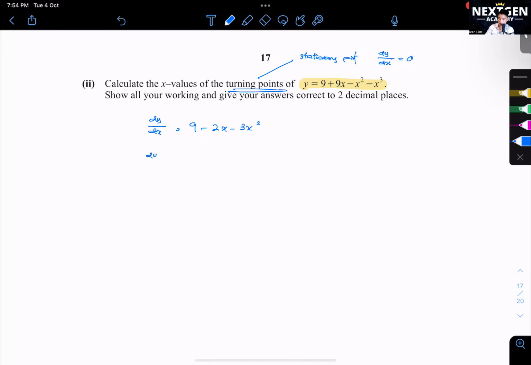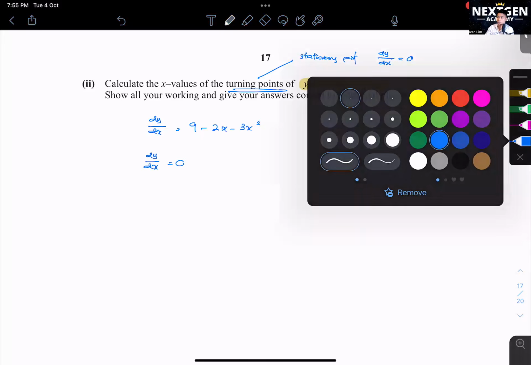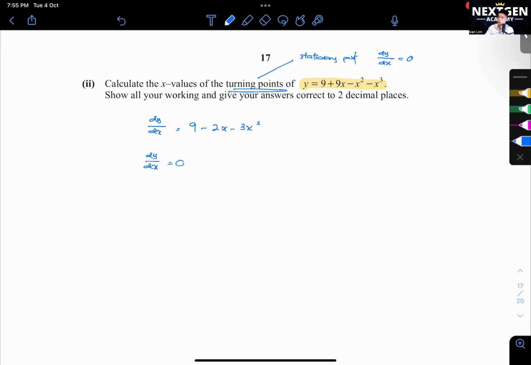Then sub in dy over dx equals 0 because they say it's a turning point, or stationary point. Then we solve for this one. 9 minus 2x minus 3x squared equals 0. I like to make it positive. So 3x squared plus 2x minus 9 equals 0.